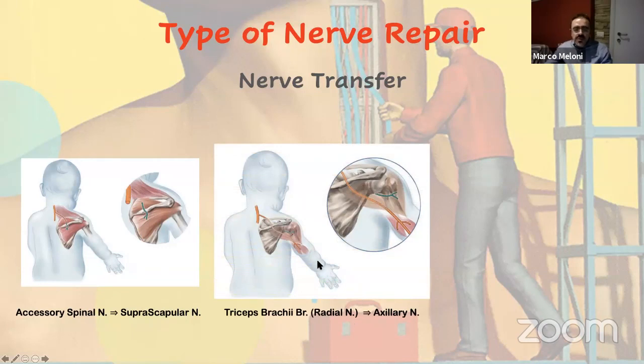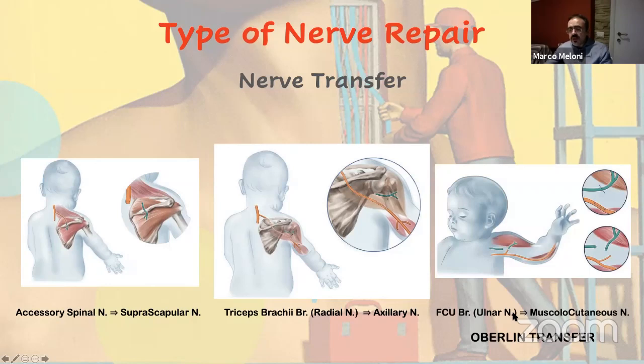The second transfer usually consists in using a branch of the triceps brachii, usually from the radial nerve, and connecting it to the axillary nerve to recover the deltoid, so the abduction of the shoulder. And finally, with the Oberlin transfer, using a branch from the flexor carpi ulnaris, we are able to reinnervate the musculocutaneous nerve and so the biceps brachii, and give this poor baby elbow flexion. So with this nerve transfer the patient is able to recover the most part of his upper arm movement.